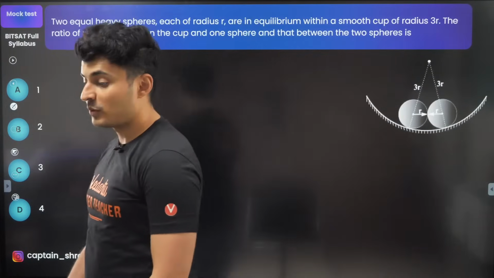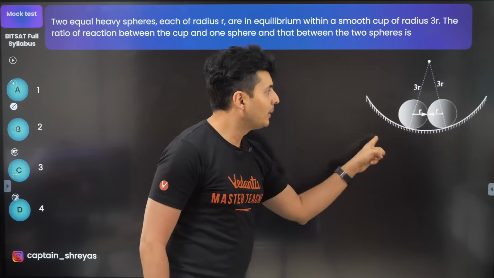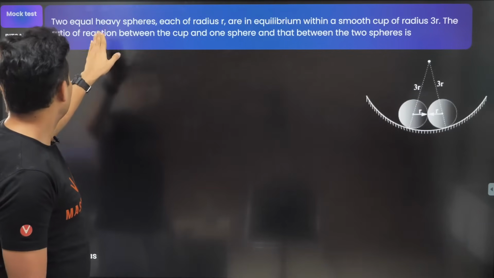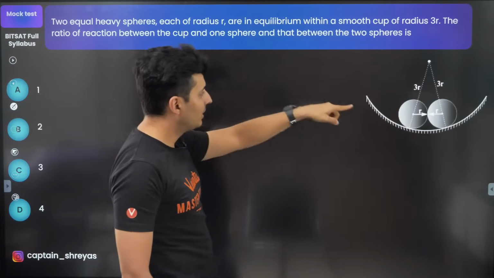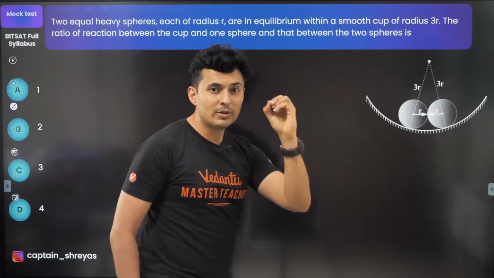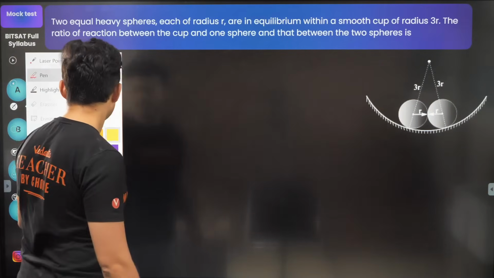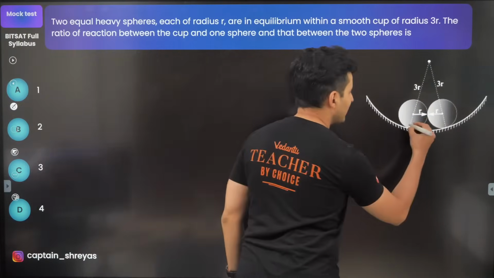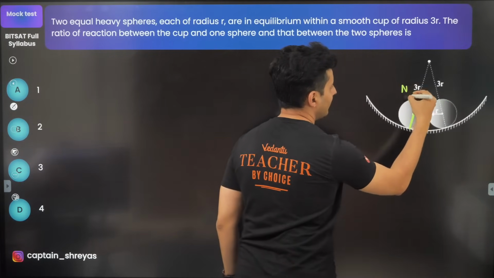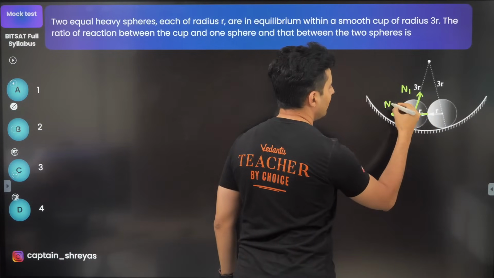Okay. A beautiful question on 2 spherical balls, each of radius r, in a big bowl of radius 3r touching each other. The question is, find the ratio of the reaction between the cup, this whole cup, and the sphere, and the normal between the two spheres. So what they are actually asking you is, what is the ratio of this? This is N1 upon this. This is N2.